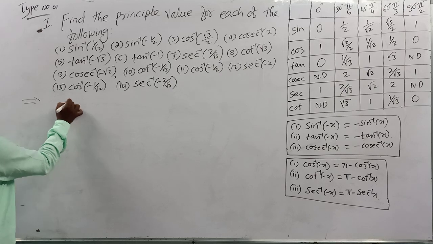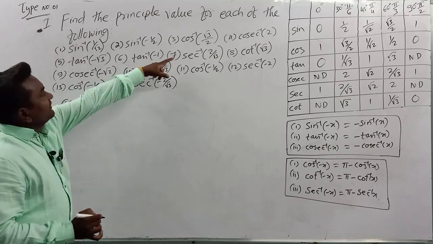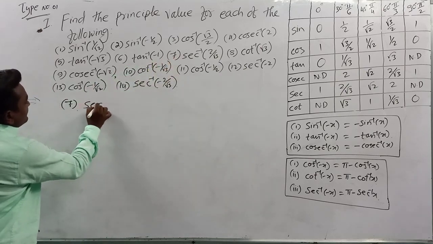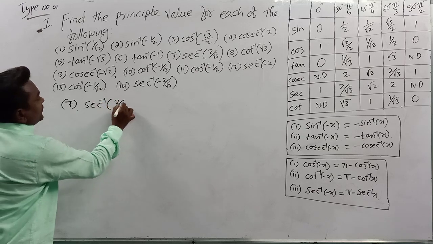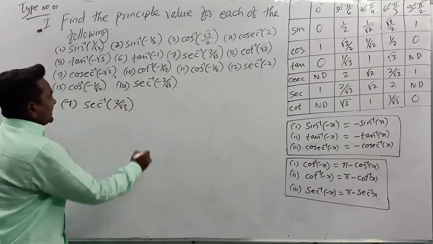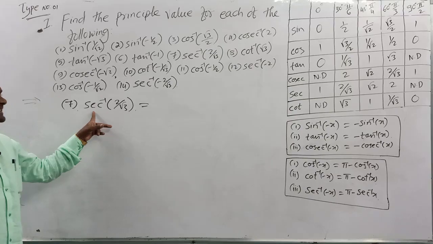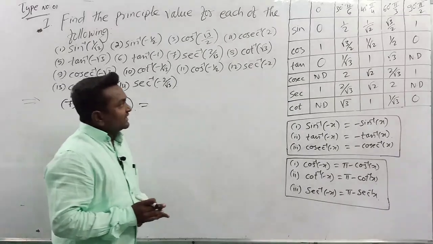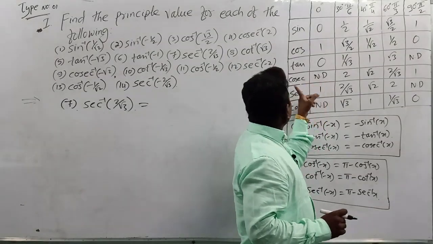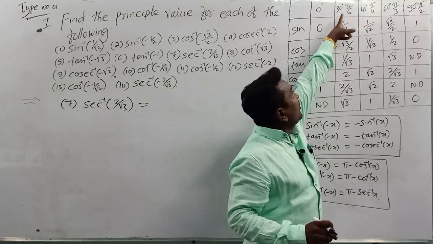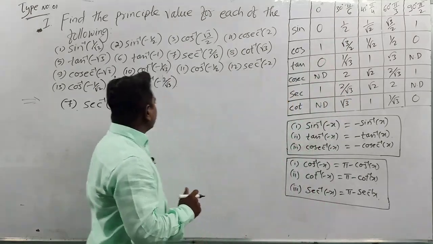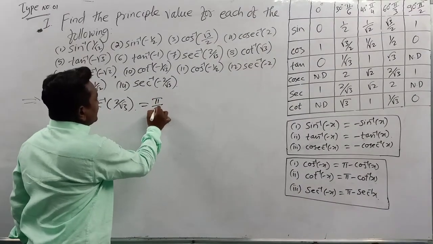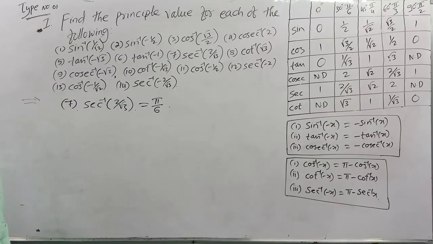Next, seventh one is sec inverse 2 by root 3. Now directly we have to write down its value. Sec inverse 2 by root 3. So 2 by root 3 is equal to how much degree? 30 degree. Means its value is pi by 6.